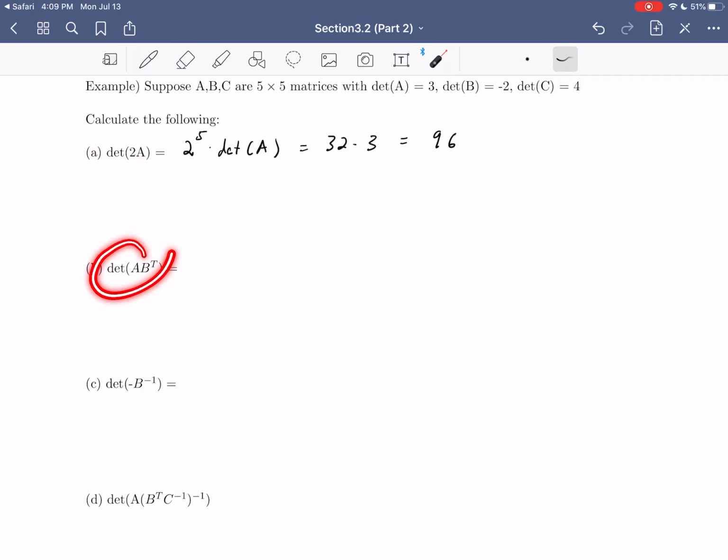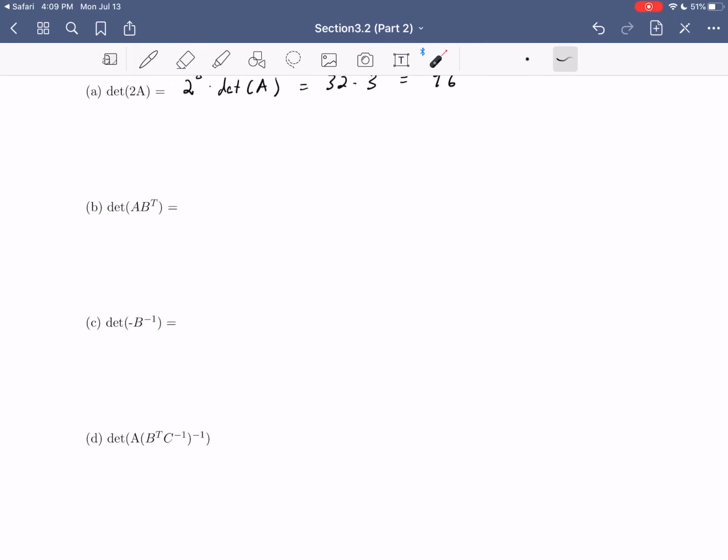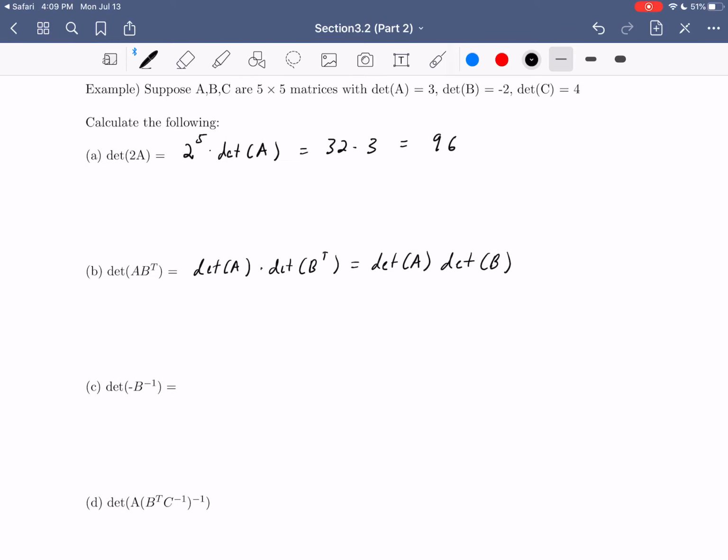All right, for B, we have the determinant of A B transpose. How are we going to deal with this? Well, first thing we know is that the determinant does distribute over products. So this is the same as the determinant of A times the determinant of B transpose. We also said property 5 on the previous list was that the determinant of the transpose is the same as the determinant of the original matrix. So we get determinant A times determinant B. And then, of course, that is just 3 times -2, which is -6.